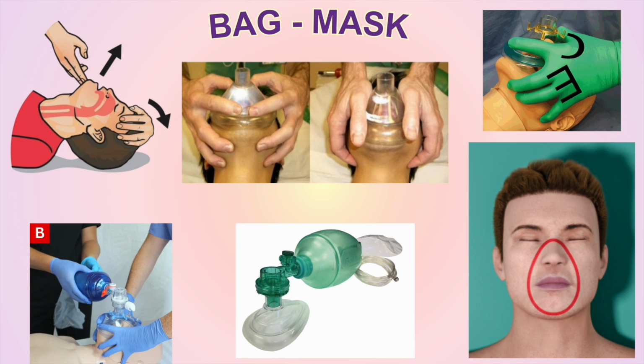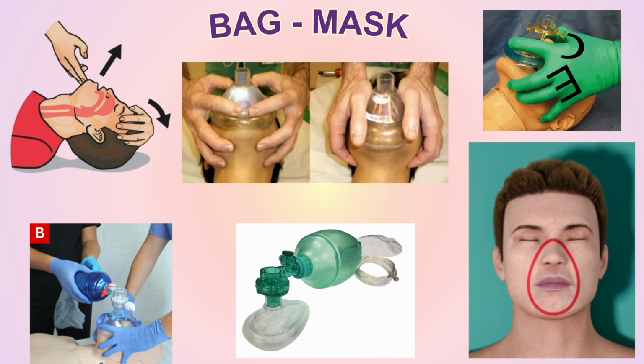First, position yourself directly above the victim's head. Place the mask on the victim's face using the bridge of the nose as a guide for correct positioning. Use the letter E and letter C clamp technique to hold the mask in place while you lift the jaw to hold the airway open.